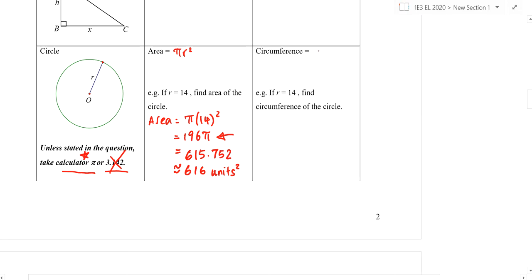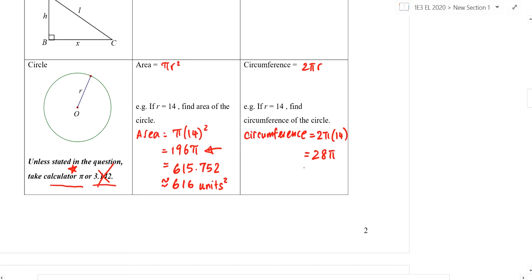Now next, circumference, 2 pi r or pi d. In this case again, if the radius is equal to 14 units, then the circumference is equal to 2 pi times 14. Substituting, we get 28 pi. Multiply 28 with your calculator value of pi, we get 87.964. So from here, we round this off to 3 significant figures of 88.0 units.